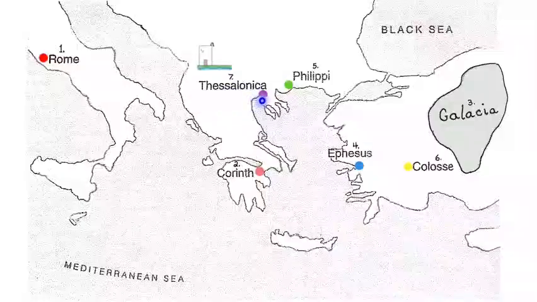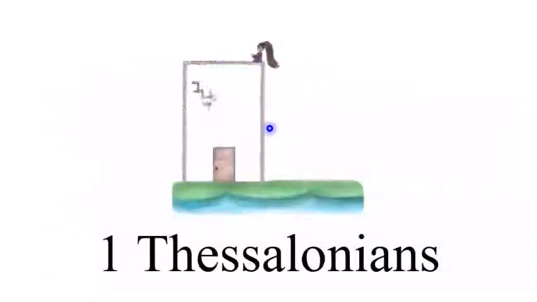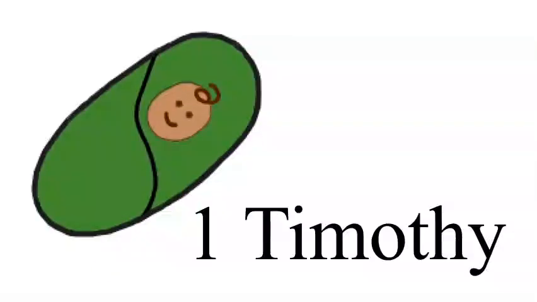Thessalonica is a city on the northern coast of the Mediterranean Sea. It was founded in 315 BC and named for a sister of Alexander the Great. One of the principal landmarks is the White Tower on the waterfront. Therefore, a white tower with a lady on top, to represent Alexander the Great's sister, Thessalonica, is drawn on the north side of the sea for 1 Thessalonians.